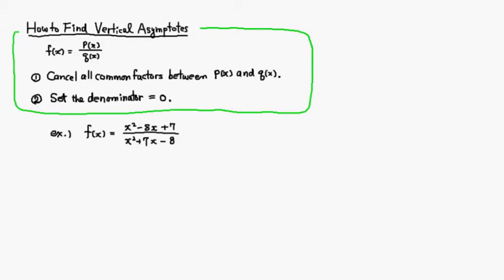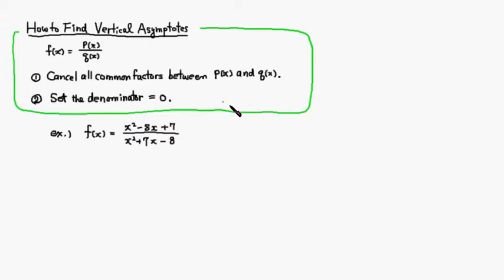Okay, let's look at how to find vertical asymptotes of rational functions. Let's say you have a rational function f of x, which is p of x over q of x. There are a couple of steps that we need to do. Step one, we need to cancel all common factors between the numerator and the denominator. And step two, we set the denominator equal to 0 and solve for x.